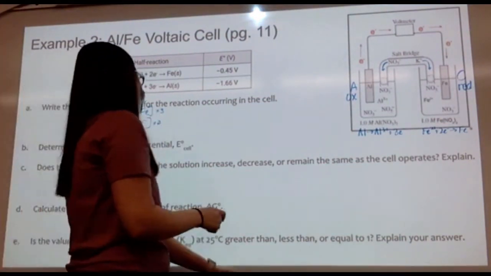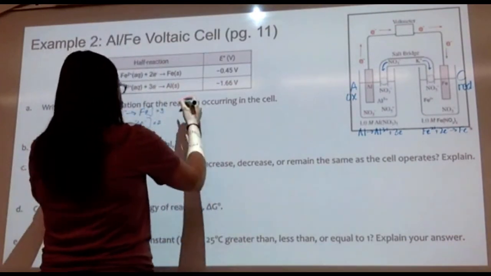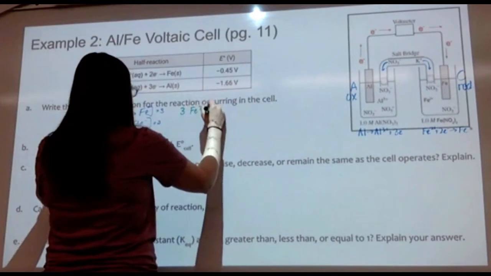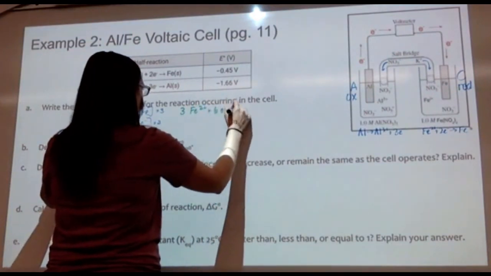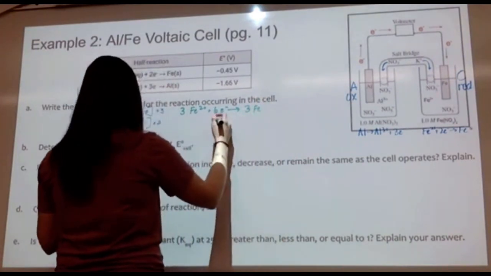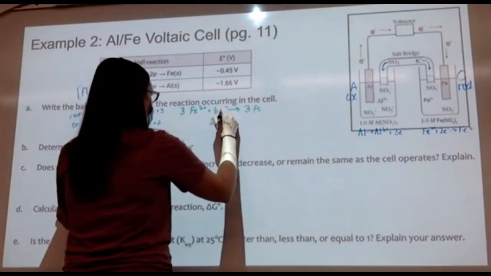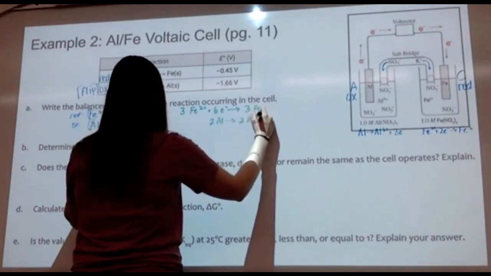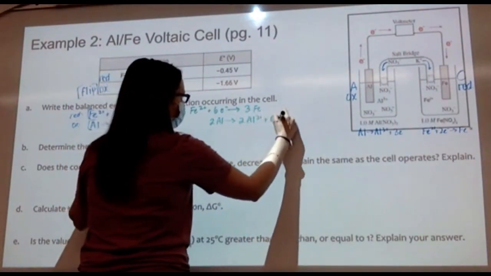So I'll rewrite this in a different color. That means I'm going to have 3 Fe2+ plus 6 electrons yields 3 Fe. I'll have 2 Al yields 2 Al3+ plus 6 electrons.